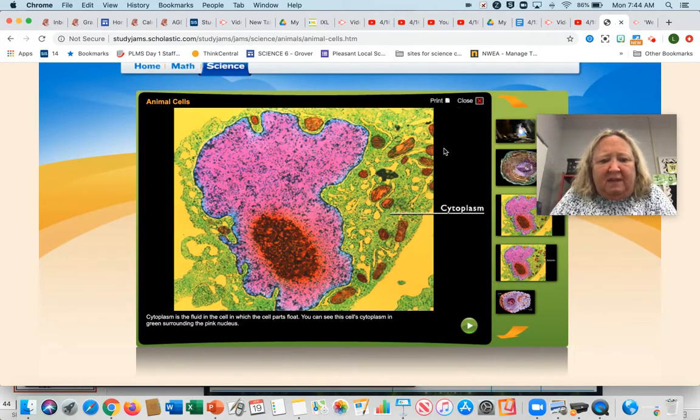Then all around the cell, covering or filling the inside, for lack of a better word, is what's called cytoplasm. And it's fluid. That's where all these parts float around. So all of this green section around the outside is the cytoplasm.